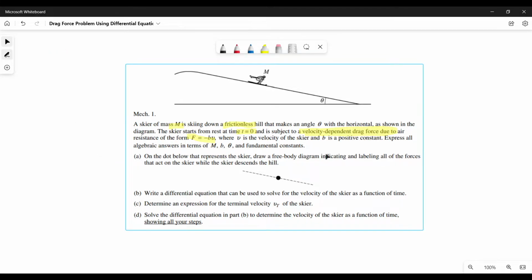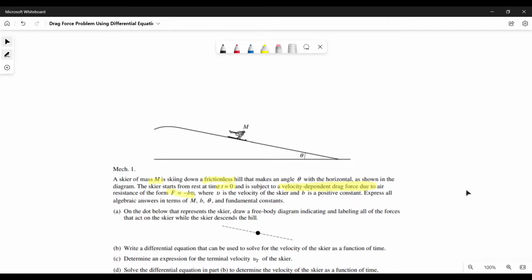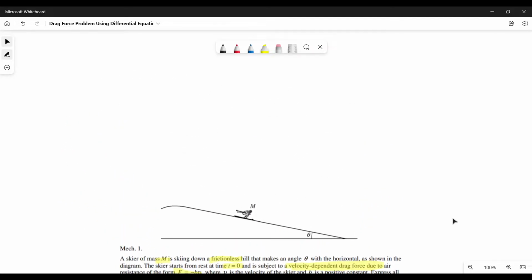On the dot below, we can draw a free body diagram. Let's not use the dot below because it is very small. So up here, let's draw our own free body diagram. First, we're going to define our coordinate system. In this direction, parallel to the slope, we have positive x. And then, of course, perpendicular to the slope, we have positive y. So there we go. These are our two directions.